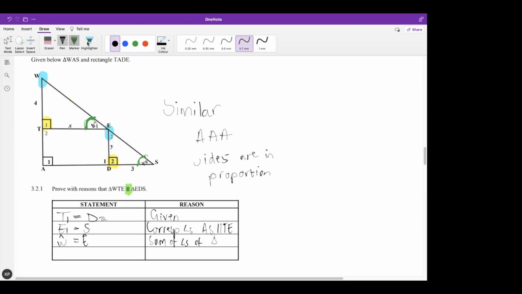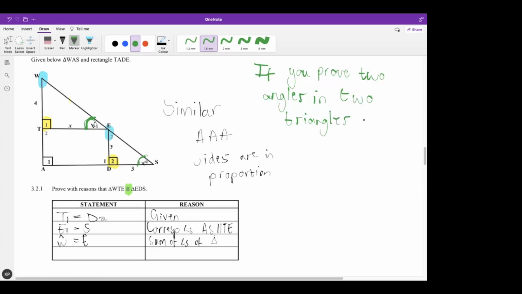Okay, let me write it down. If you prove two angles in two triangles equal, you can assume the third will be equal. But do you guys understand why?